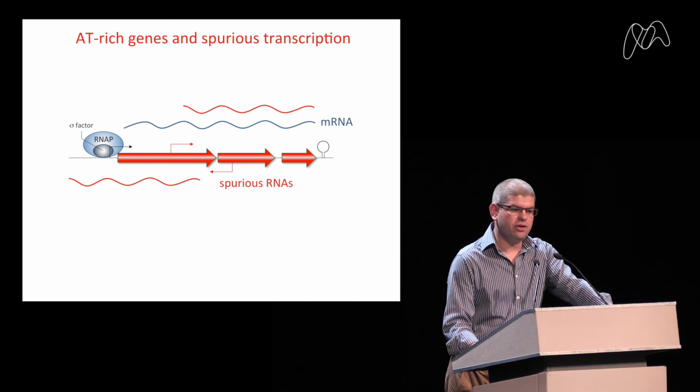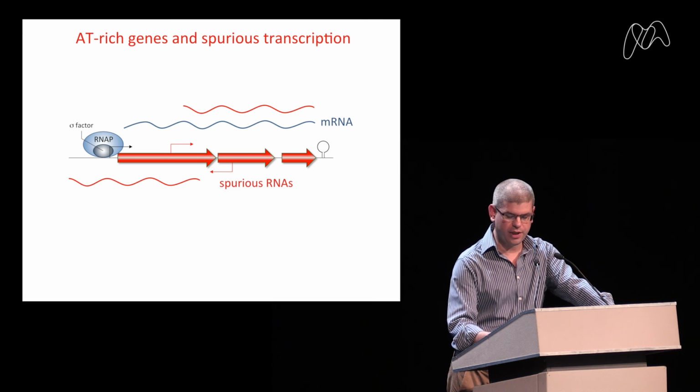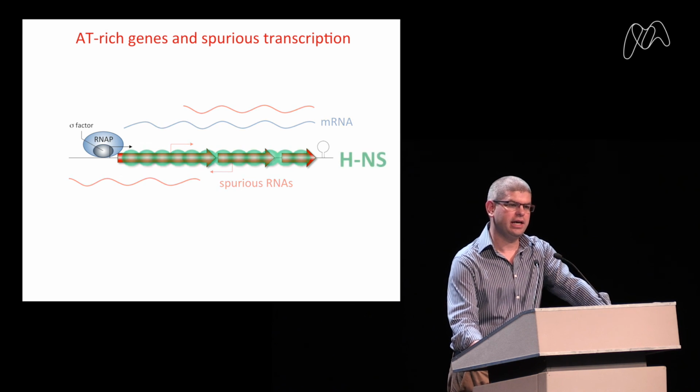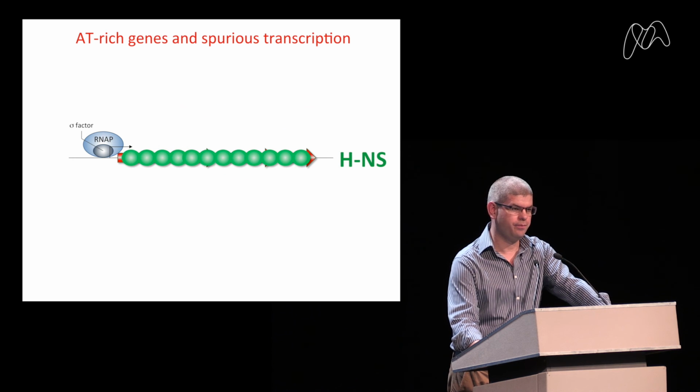Very quickly, to finish off the introductory part of this talk, I need to tell you one more thing about AT-rich DNA in the E. coli chromosome. I'm going to be talking to you about the E. coli chromosome, but much of what I'll say is actually applicable to many bacteria. AT-rich DNA tends to be bound by a DNA binding protein and DNA folding protein called HNS, the histone-like nucleoid structuring protein.